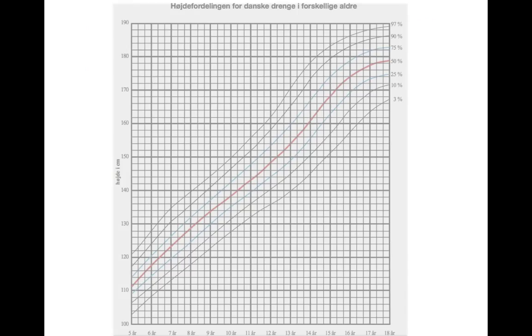There's the curve, and his age and height at 15 are 15 obviously, and 174 centimeters. So if you follow those up and along, they meet on the blue curve. So that means that Gustav is quite tall for his age. He's at the 75% point, which means that 75% are shorter than him, and then 25% are taller than him.